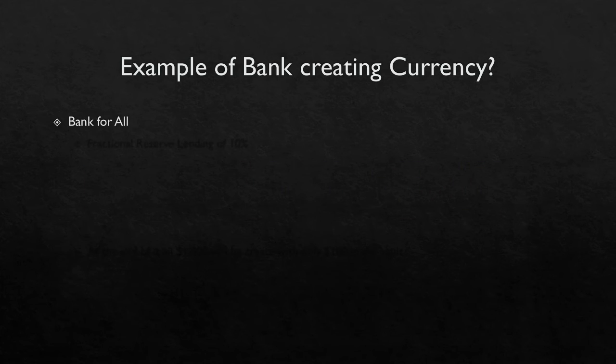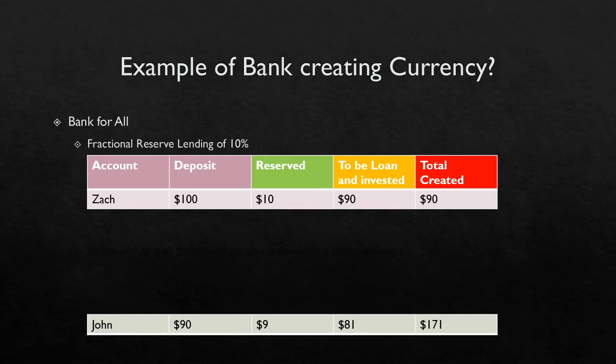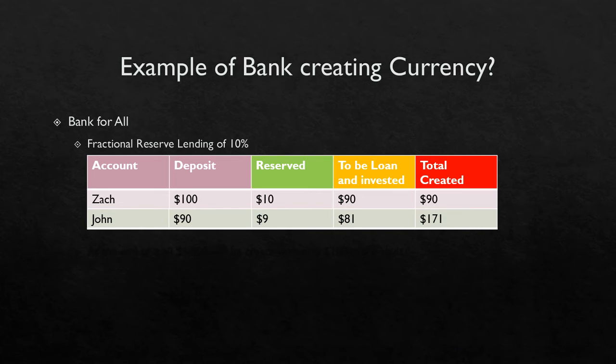Let's have a quick recap. We had a bank that we created called Bank for All that had a fractional reserve lending of 10%. I went and made a deposit. Only $10 was reserved. $90 was taken from my money and just given out as a loan. John went and did the exact same thing, depositing 90 bucks. Only 10% of that was reserved, which is $9, and $81 is now taken for investment and to be loaned out. So that means $171 was created.